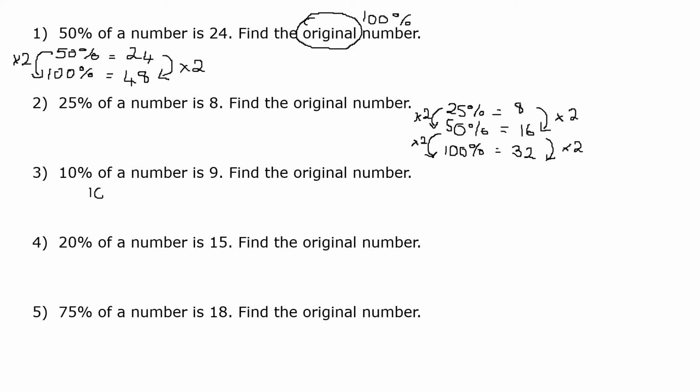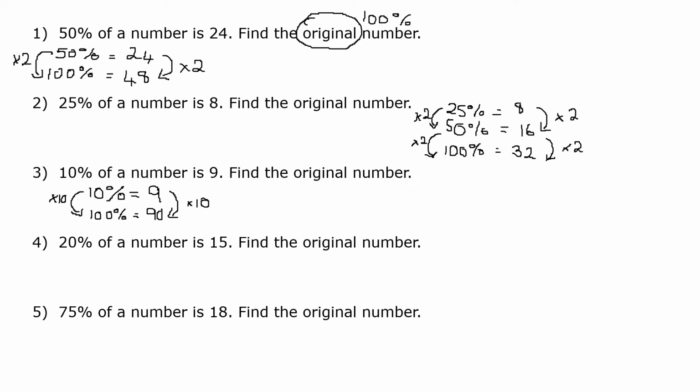So 10% of a number is 9. And I've got to get to 100% because my original number is always 100%. So I'm going to multiply by 10 on both sides. So I will get 100% here, and that will be equal to 90. So my original number is 90.